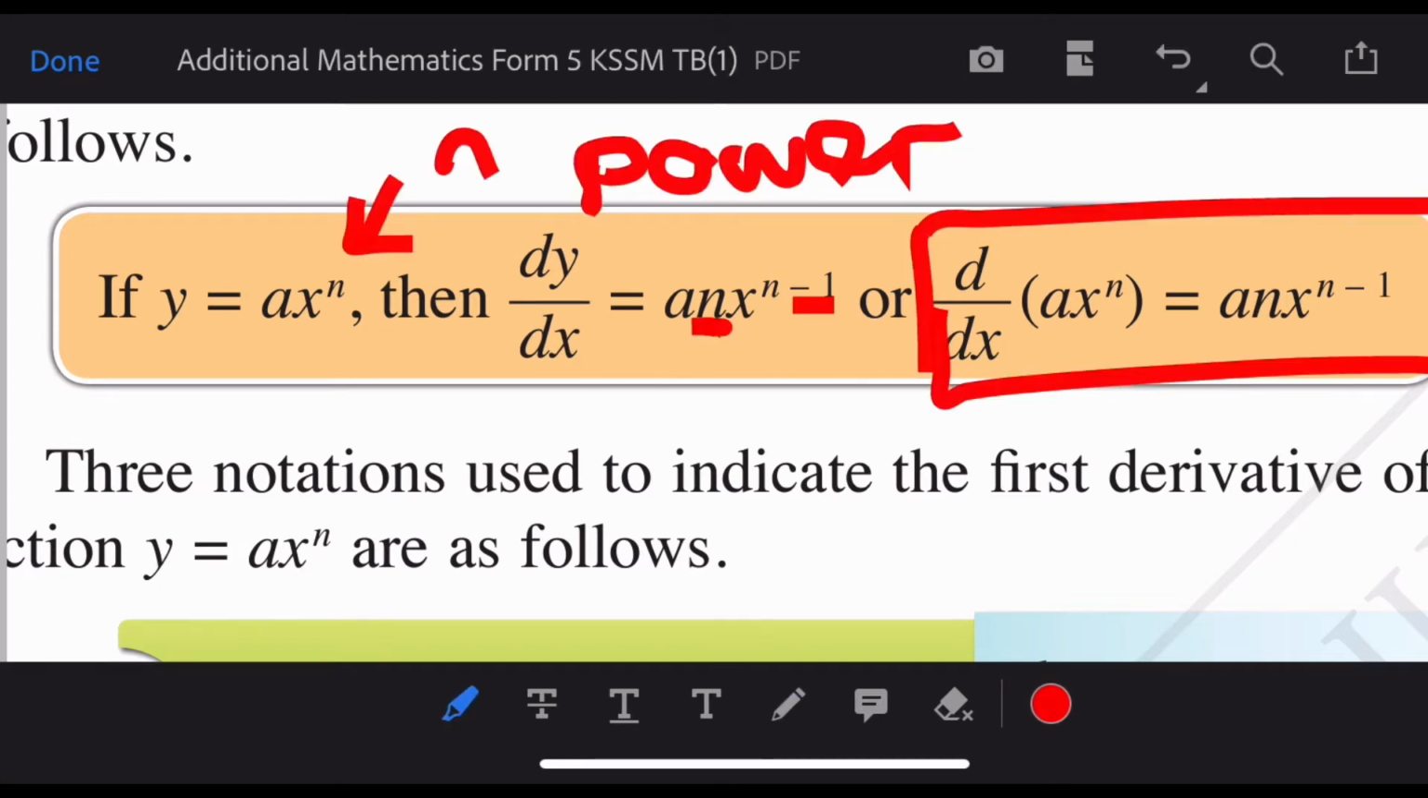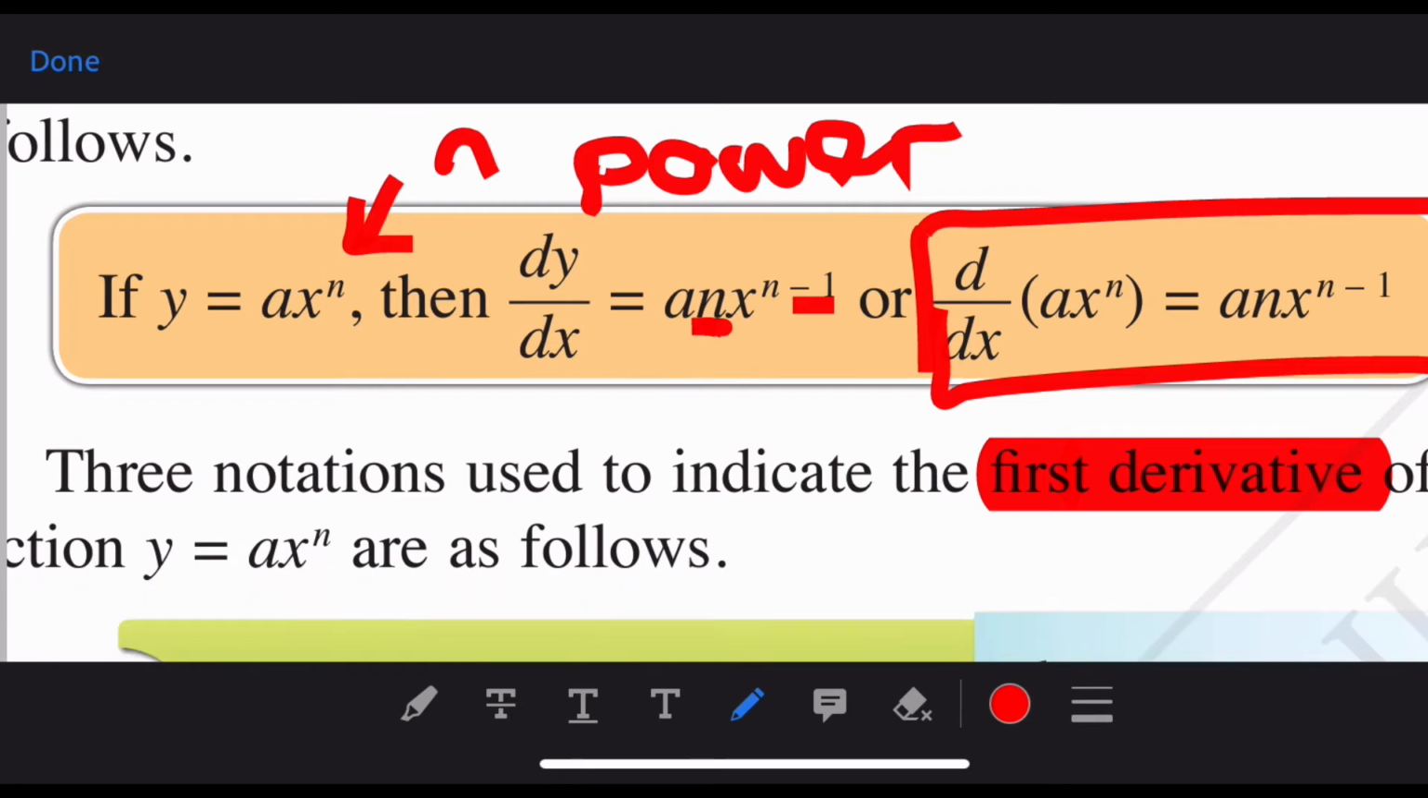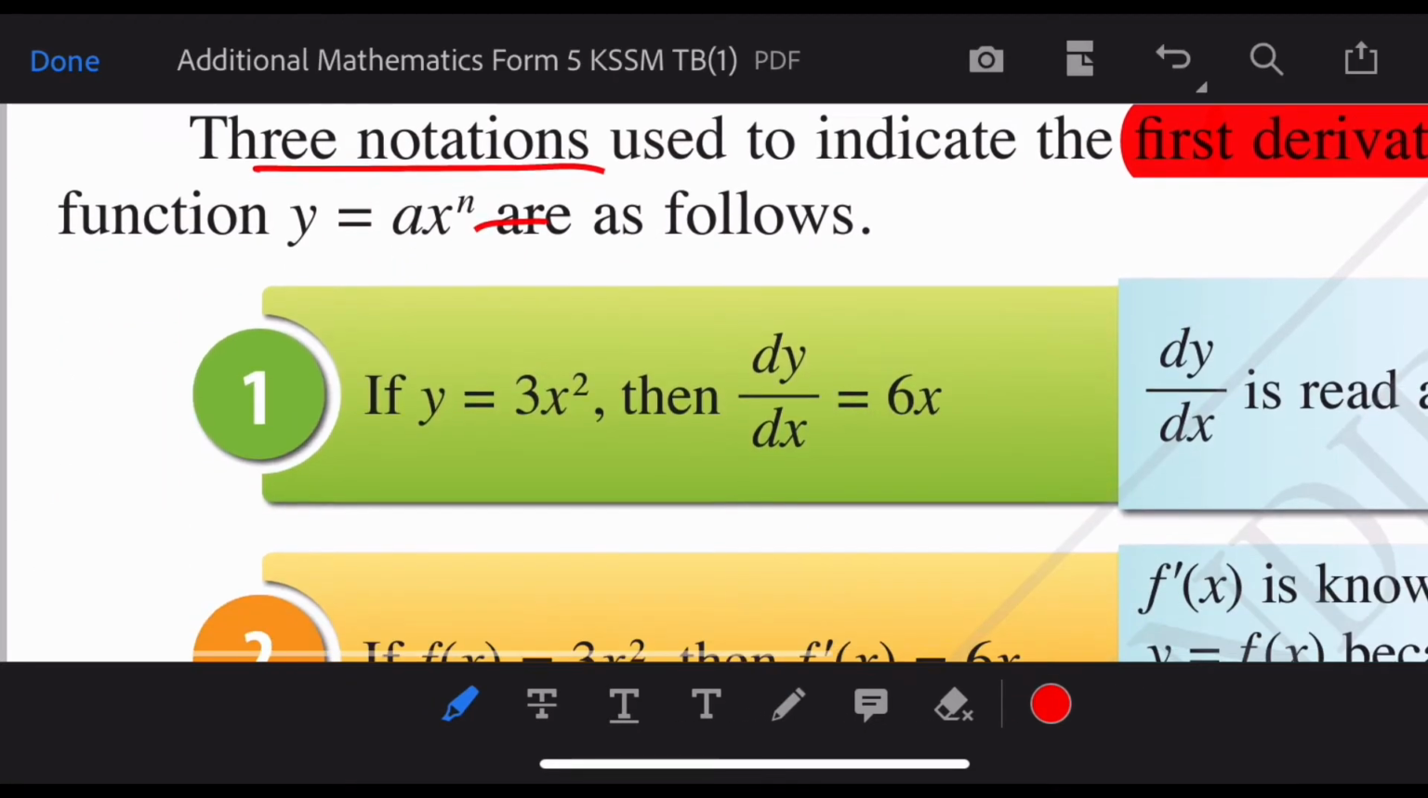There are three notations used to indicate the first derivative. We have three ways. You can write dy/dx, you can write d/dx, meaning they can say dy/dx, they can say differentiate with d/dx, or they can say find the first derivative. So there are three notations used to indicate the first derivative of a function y equals ax^n.